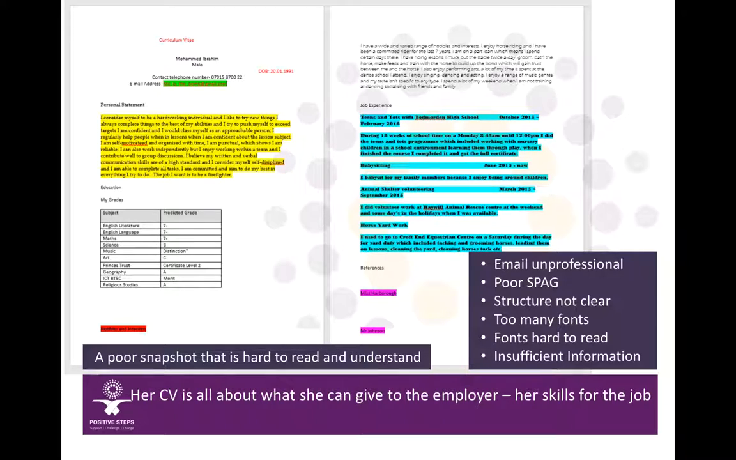Number 2 is the poor SPaG. So the spelling, punctuation, and grammar is not good. We've got spelling mistakes here in the first section. Over here in the yellow section, where it says I'm self-motivated, there are many grammar and spelling mistakes. The structure is not clear. There are too many fonts and the fonts are hard to read. There isn't really sufficient information. So really, in total, this is a poor snapshot that is hard to read and understand.